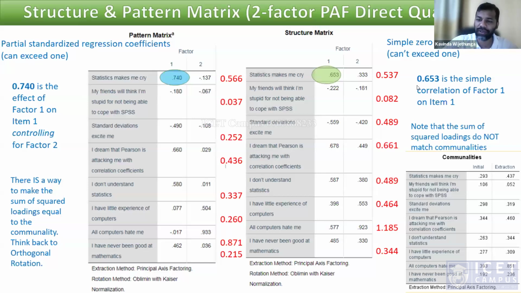Note that the sum of the squared loadings does not match the communalities here. It is not matched there. And we can go to the communalities here. These are the communalities here. You can see that is in there. Then that is not matched here. So there are differences there.